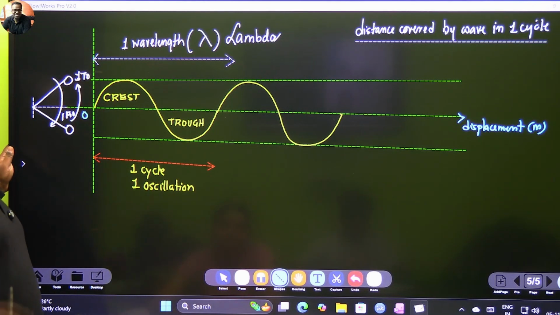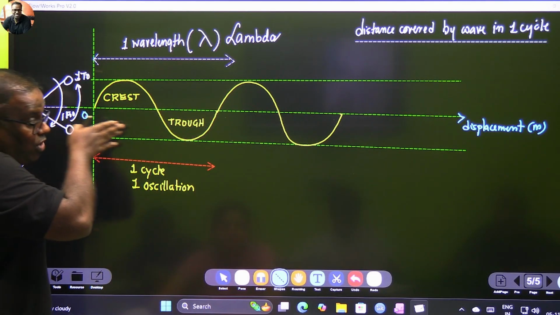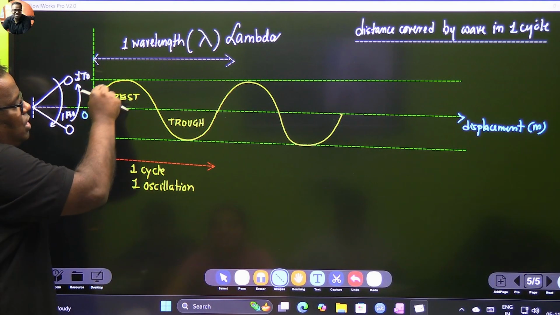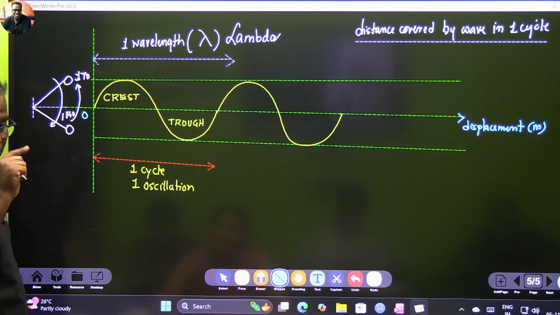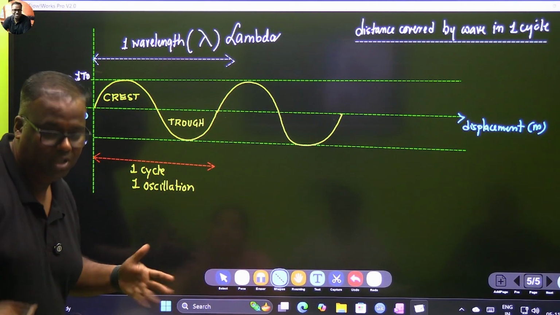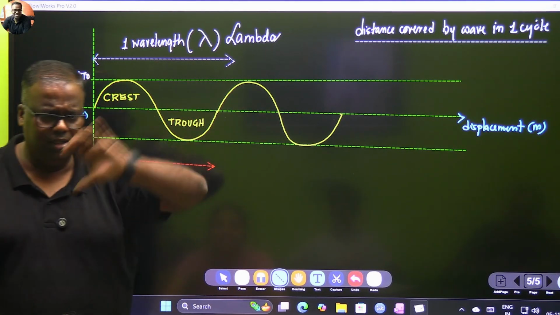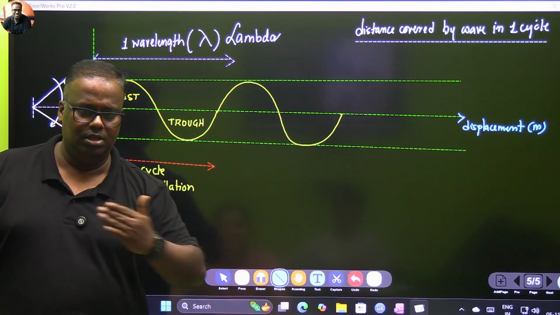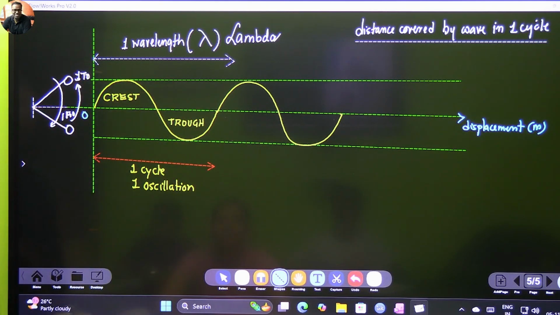Distance covered by wave in one cycle. In one cycle. That means how much distance the wave travelled in one cycle. The wave keeps moving, because the particle that was here has now come here. This is not that particle which is vibrating. This is a part of the wave, the disturbance. Please understand, the disturbance is moving. What is the difficulty in understanding? In a wave, a disturbance is moving. This is the disturbance traveled in one cycle. That is known as one wavelength.